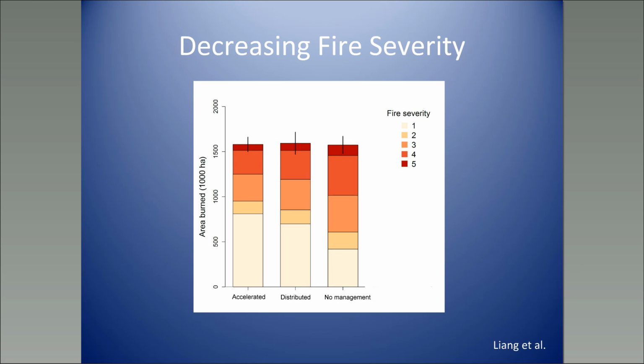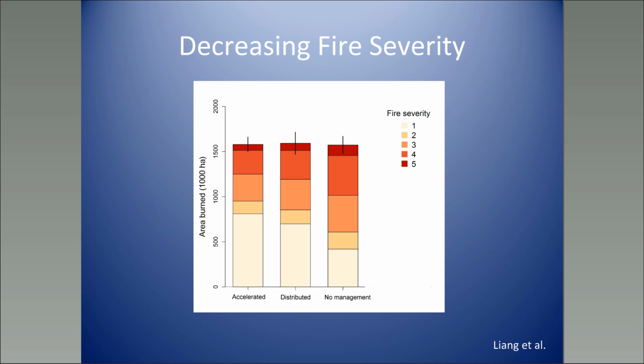And when we looked at the change in the distribution of fire severity between the accelerated and distributed, we saw very little difference in terms of how much of the land area was experiencing higher severity fire. So this tells us that we've got an impact of these treatments in terms of breaking up the landscape that's available to burn under high severity fire.